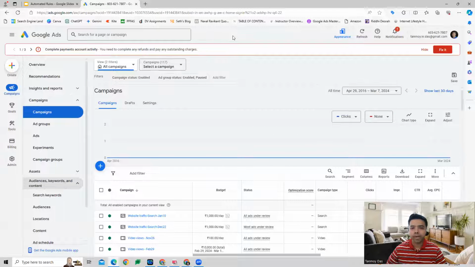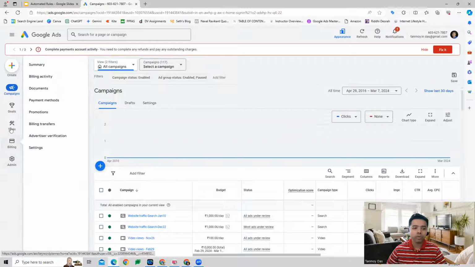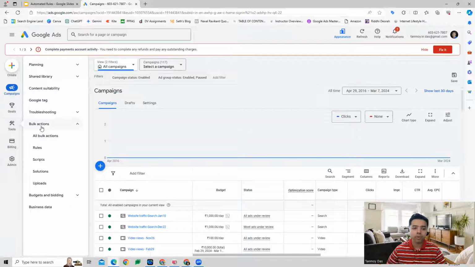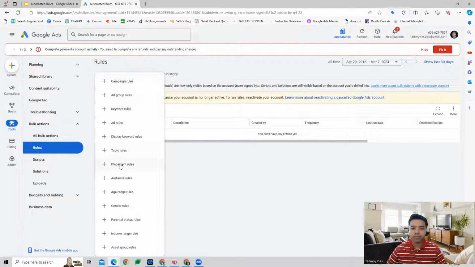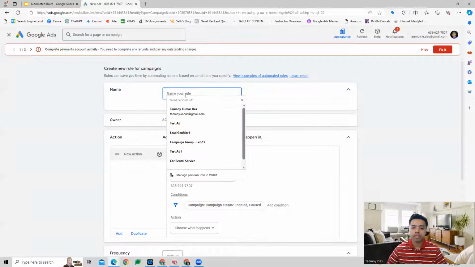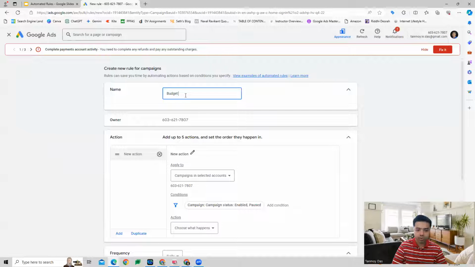Once we are inside our platform, we can go to the tools section, then to bulk actions, and then to rules. From here, we can build out these automated rules. There are various kinds of rules, as you can see out here, which we can create. Let's begin with the campaign rule like we were discussing. Let's say this is a budget rule which we want to set.